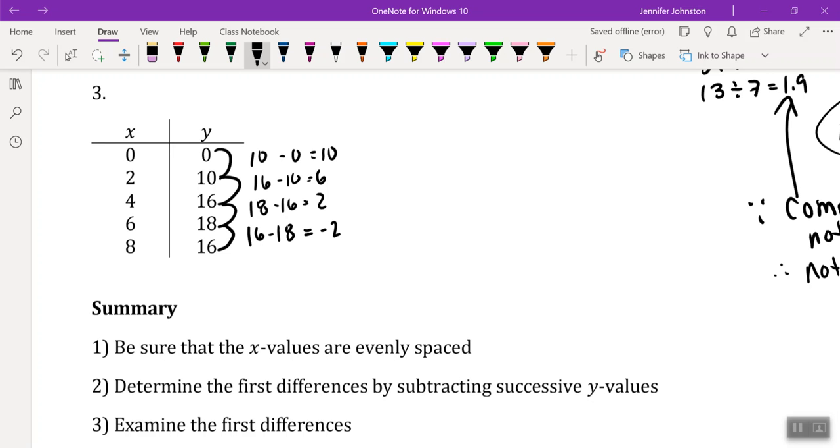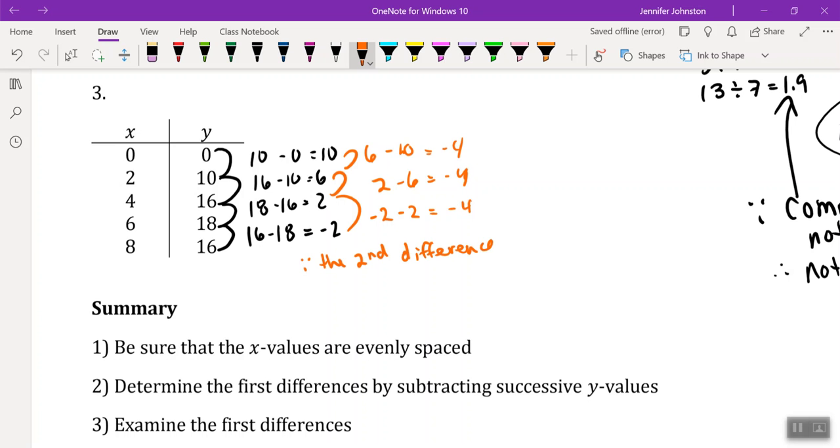All right, first differences are not the same. Let's go ahead and check the second differences. So -2 minus 2, we get -4. 2 minus 6, hey, that's -4. And 6 minus 10, it's also -4. So since the second differences are the same, therefore we see that it's a quadratic relation.